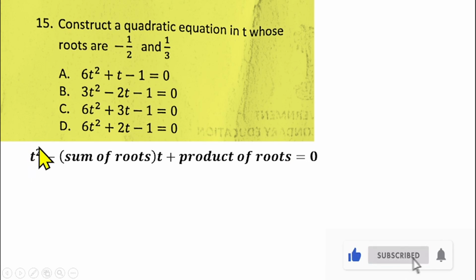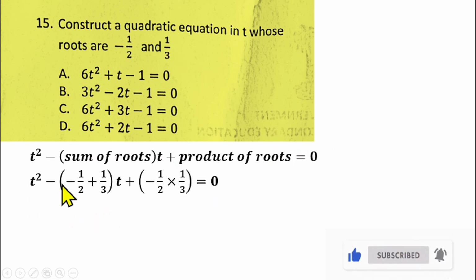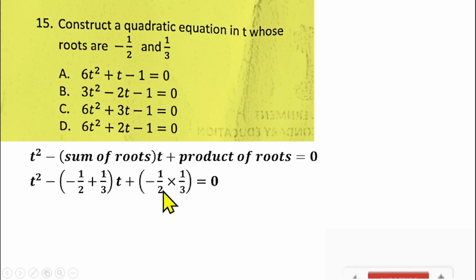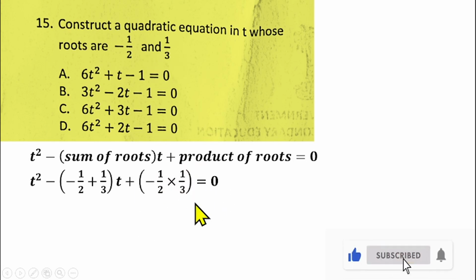How? We have t squared minus, since you are looking for a quadratic equation, you sum the two roots, then multiply by t, plus the product of the two roots, equals 0. So if you put that in, you'll have t squared minus open bracket, sum of the two roots, minus half plus 1 over 3, multiplied by t, plus the product, minus half times 1 over 3, equals 0. Then you find the LCM of the bracket since you're adding two fractions.